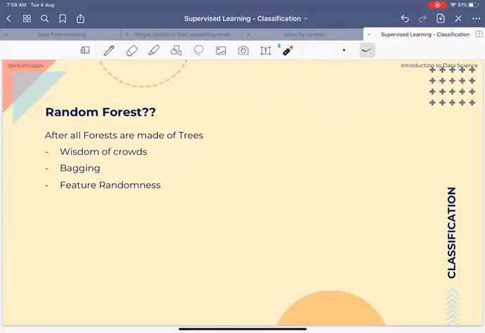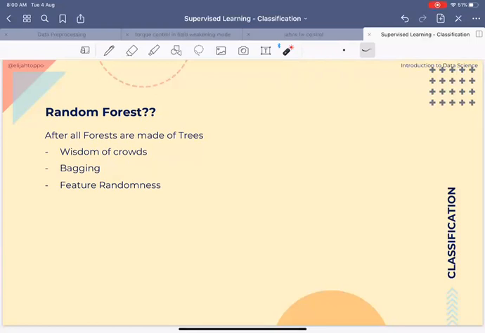So the thing here is all the trees should be different. If all trees give the same answer, if all trees are exactly the same, then there is no point in having a random forest, right? So the question is, how can we ensure that different trees give us different outputs? Or how can we ensure that there is variation between the trees?